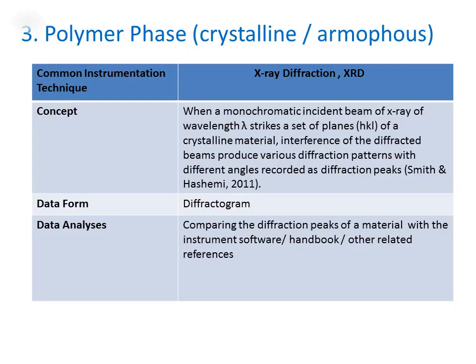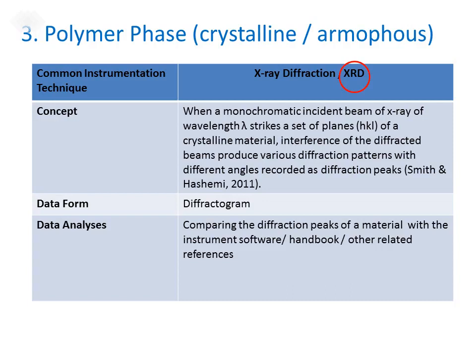The phase of a newly synthesized polymer, whether it is crystalline or amorphous, can be determined using XRD. The effect of additives on the polymer phase can also be determined using this technique. In this technique, an X-ray beam of certain wavelength will strike a set of crystalline planes of the polymer, and the interference of the diffracted beams produce various diffraction patterns with different angles recorded as diffraction peaks.